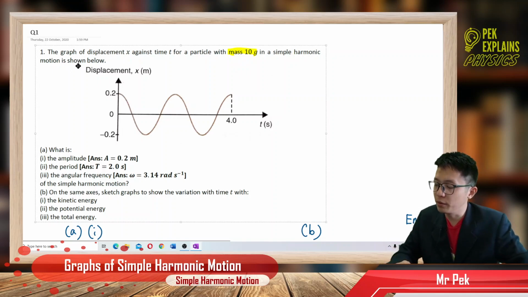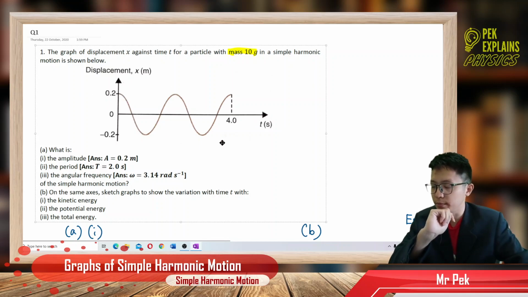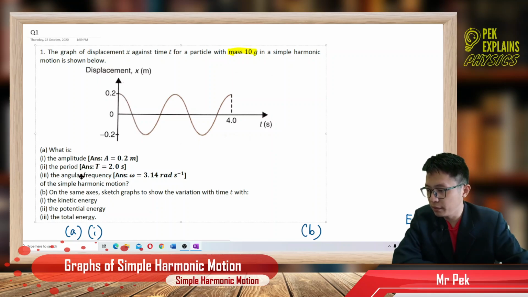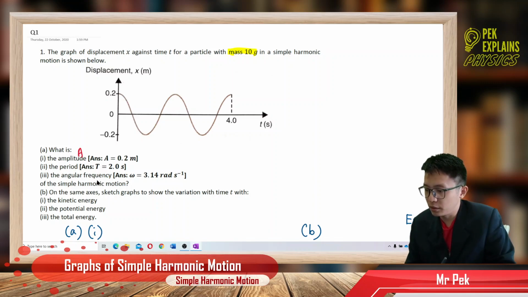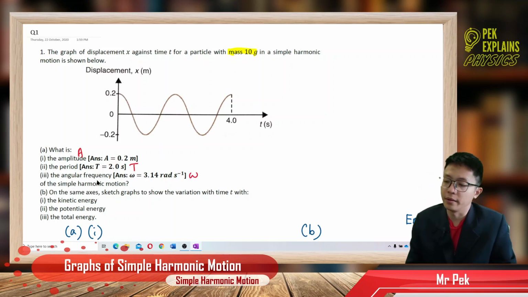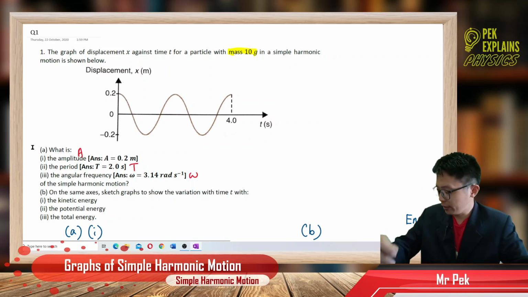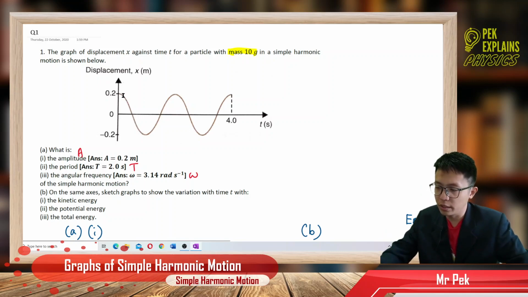In a simple harmonic motion is shown below. Okay, we have a displacement time graph. What is the amplitude, the period, and the angular frequency omega? So what information can we get from this displacement time graph?